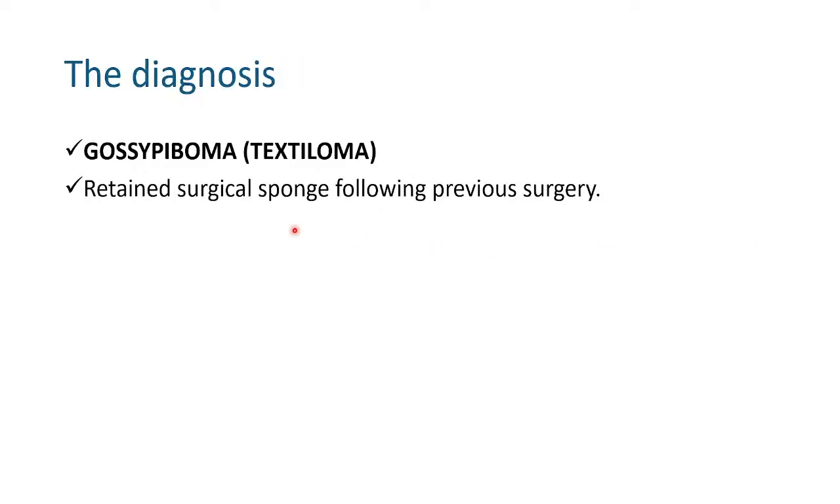The diagnosis: this is a gossypiboma, which is also called a textiloma, a retained surgical sponge following previous surgery. So a retained sponge following surgery is what is called a gossypiboma or a textiloma. Did you know about this before? Is this your first time to hear about it? If it's the first time, for how many years have you been scanning? Did you miss it at one point, or you don't remember?